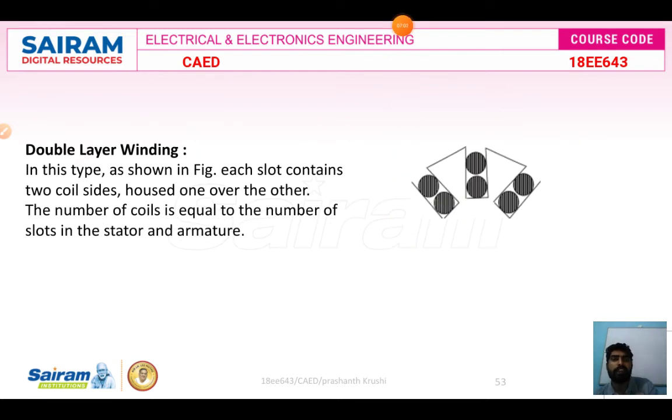If it is double layer, what happens in double layer winding? In double layer winding, two layers are present. As you can see here in this figure, two conductors are placed there. So that is called a double layer winding.